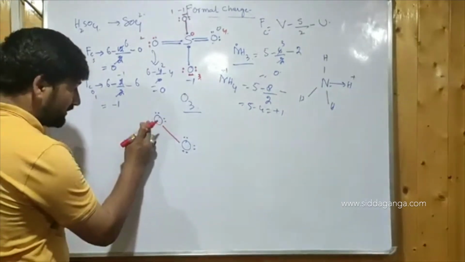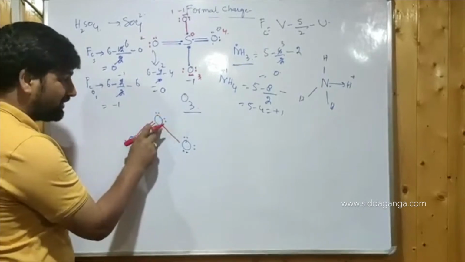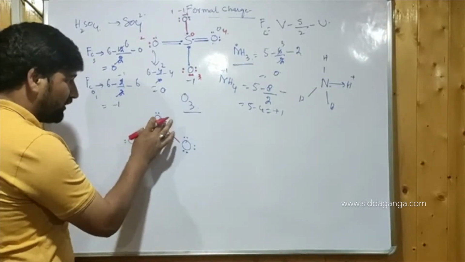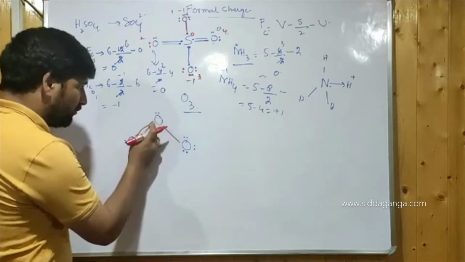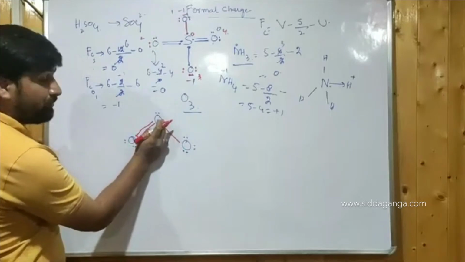Here 1, 2. Understand it. 1, 2, 3, 4, 5, 6, 7. That will be wrong. Correct or not? So total how many electrons are there on the whole? 6. So let us remove these off. 1, 2, 3, 4. If you give 1 electron here, there will be 1 unpaired electron on oxygen.